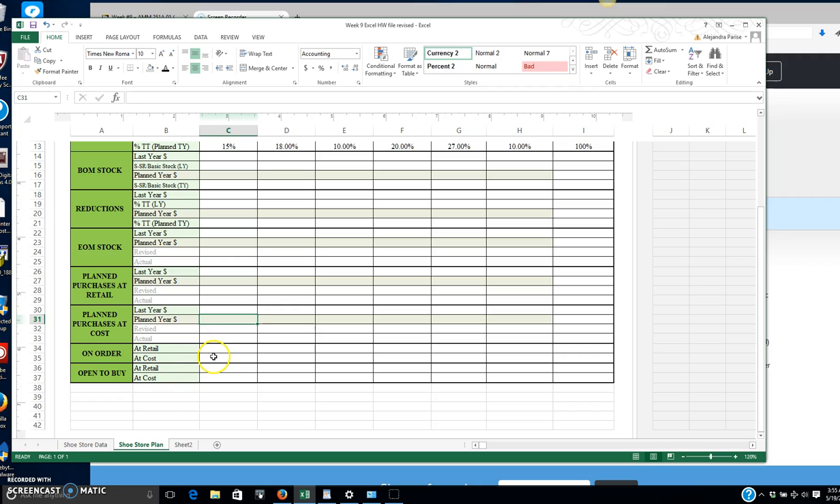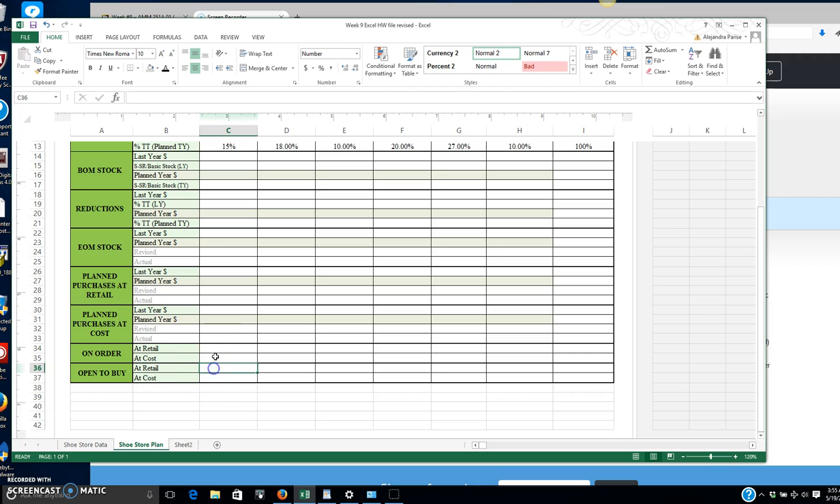And on order, you're going to go ahead and put the on order. Don't worry about at cost. You're just going to do on order. Okay. At cost, it's just taking the on order at retail and multiplying it by the cost complement, by the way, and that's how you get it at cost.